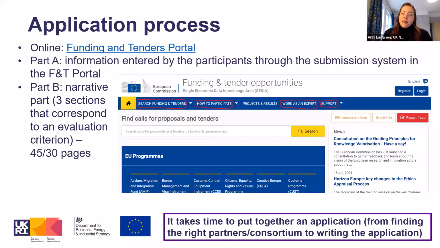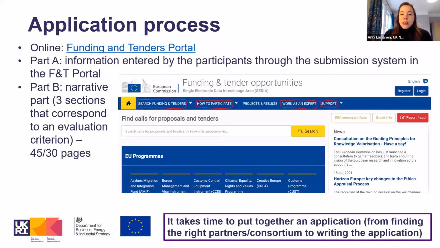But you can also find a lot of other useful information on how to participate in the funding schemes, and also how to find support. So this is also where you would register as an expert to evaluate proposals. That's a really good way to get experience of what a successful proposal looks like.